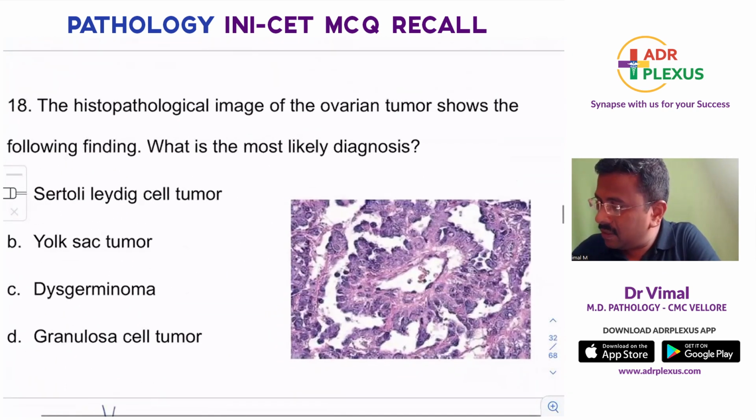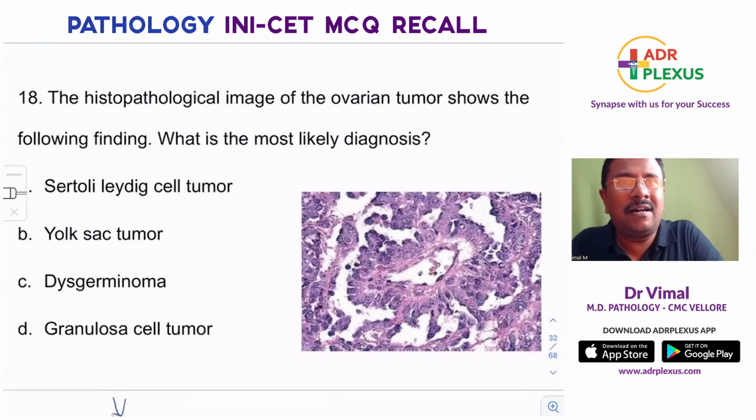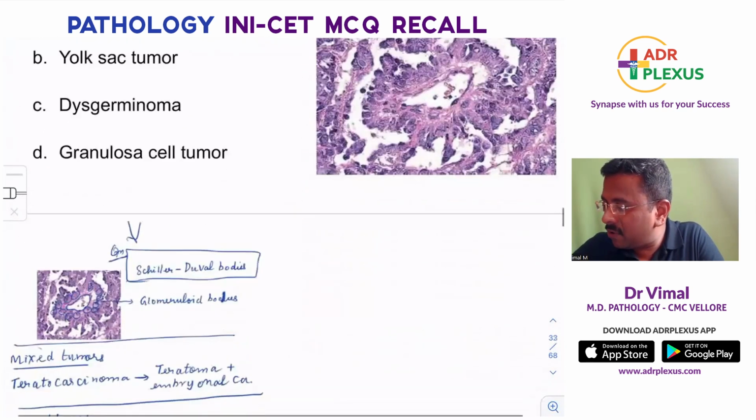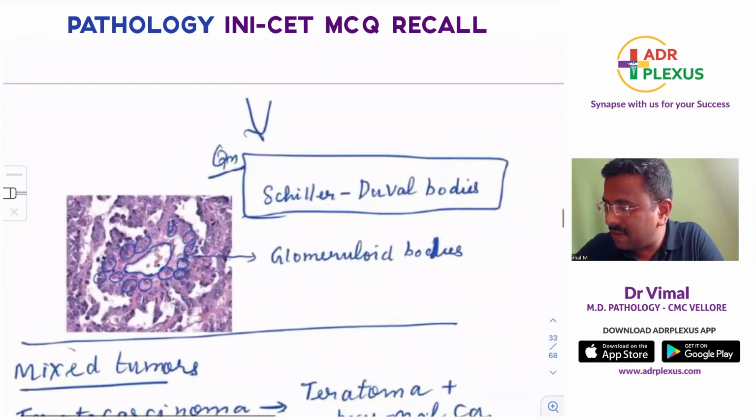Then the next question, with the image which all of you are familiar with from your workbook-based learning. The histopathological image of an ovarian tumor shows the following finding. What is the most likely diagnosis? The examiner has directly given you an image similar to this kind of image, and we have discussed this image in our workbook.